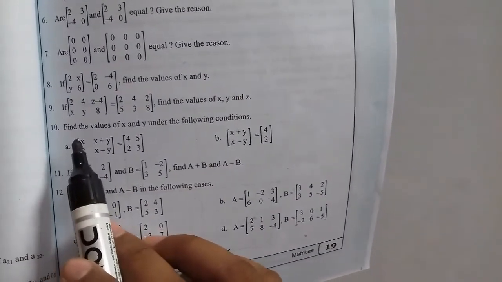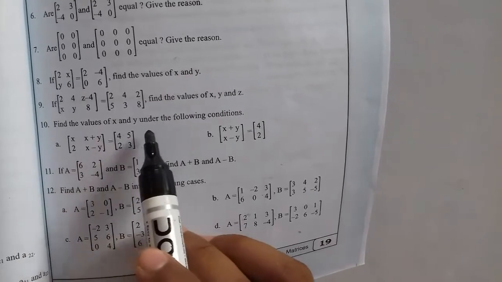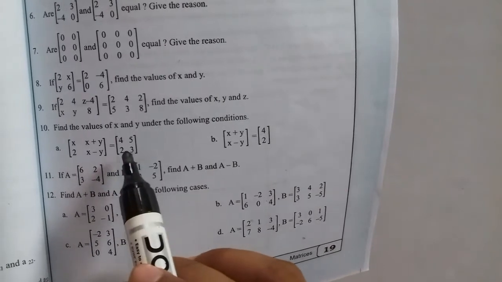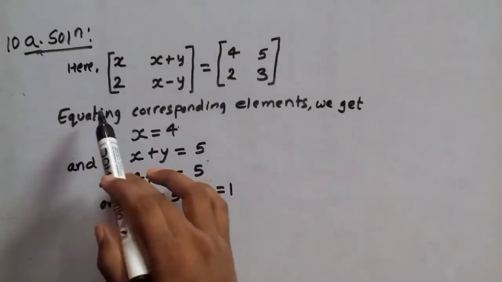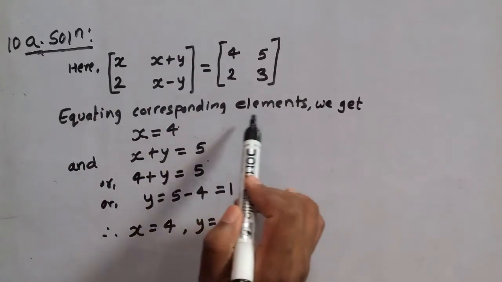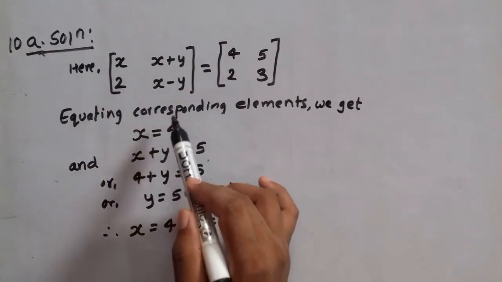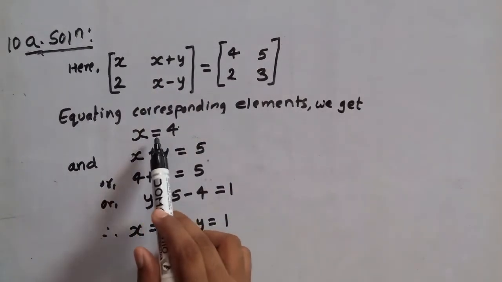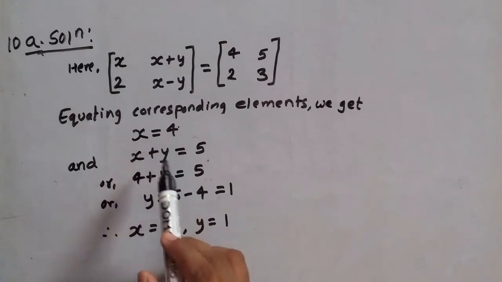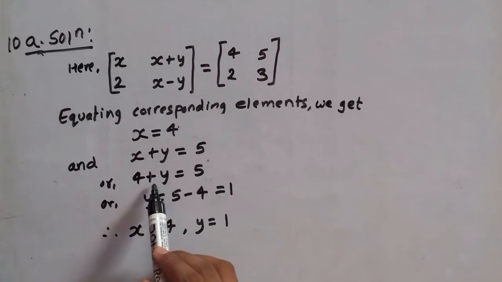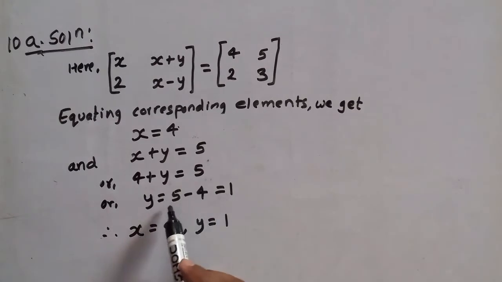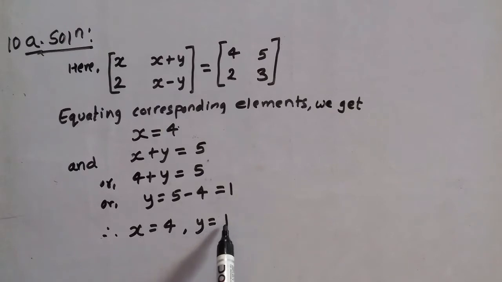In question number 10, the question is find the values of x and y under the following condition. For 10a, these two matrices are given equal, which we have written here. From these two matrices equating corresponding elements, we can get x equals to 4 and x plus y equals to 5. And here in place of x we have written value 4 from here, and 4 plus y equals to 5, y remaining same side, and this 4 when it goes to another side becomes -4, and 5 minus 4 is 1. In this way we have got value of x 4 and value of y 1.